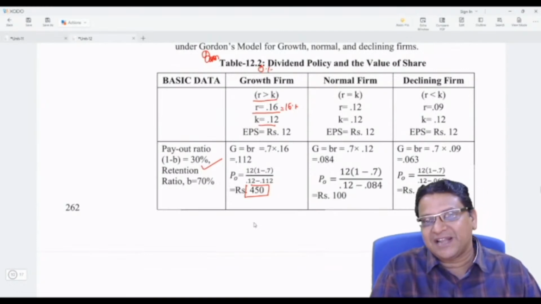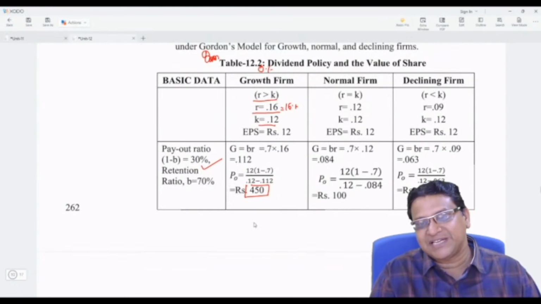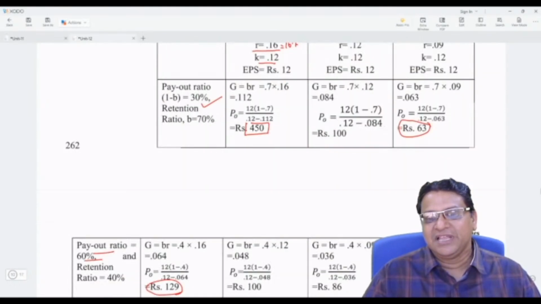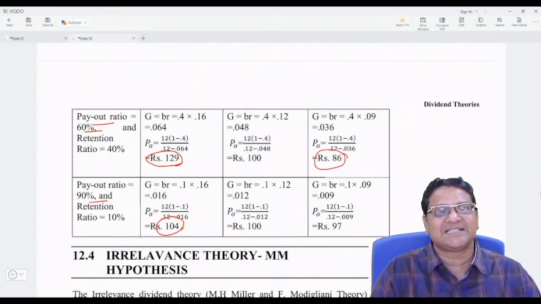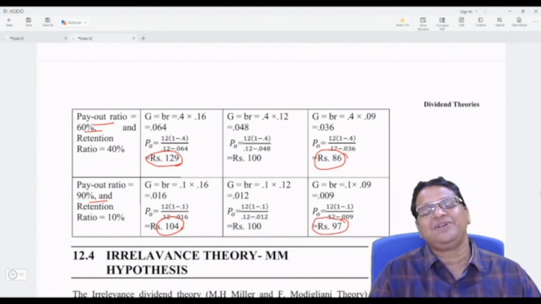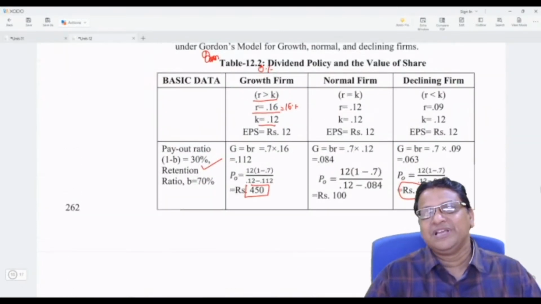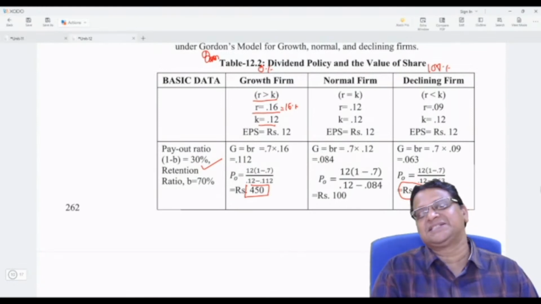Similarly, in case of a decline firm, you see when the payout ratio increases, the value of the firm was 63 at first, and when the payout ratio is 30%, if it increases to 60%, the value of the firm increases to 86, and if it increases again to 90%, its value also increases to 97. That means in this case the best payout ratio is 100%. That means in the first case, the growth firm should pay less and less dividend.